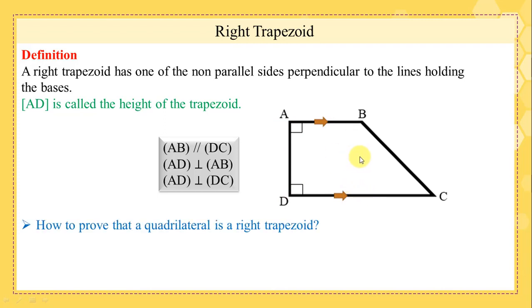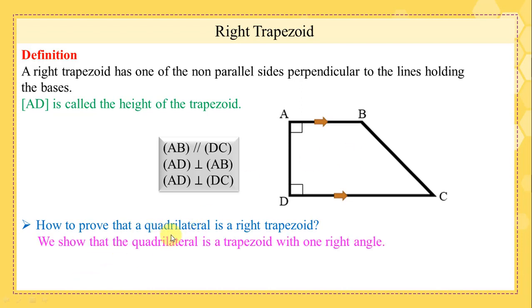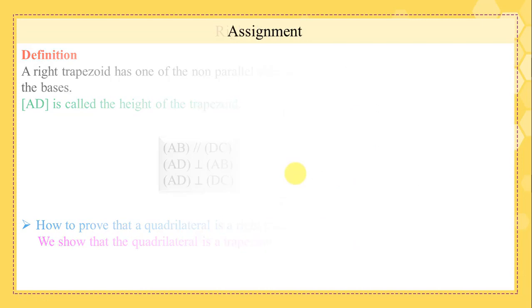How to prove that a quadrilateral is a right trapezoid? Before we show that this quadrilateral is a right trapezoid, we have to show that it is a trapezoid by proving one pair of opposite sides are parallel. So we show that the quadrilateral is a trapezoid, and we prove also it has one right angle. One right angle is enough to show that this trapezoid is a right trapezoid.